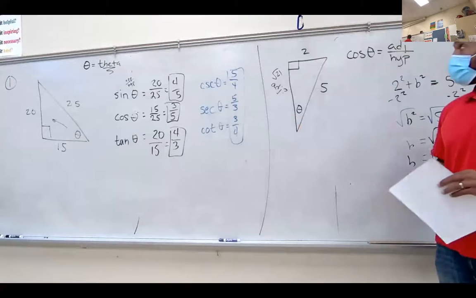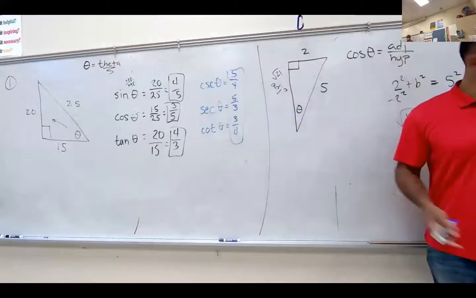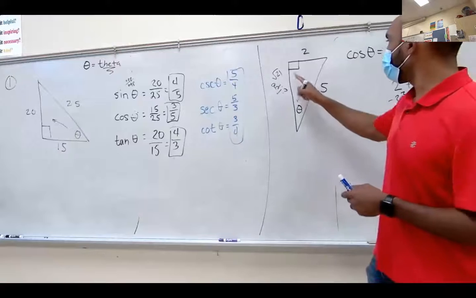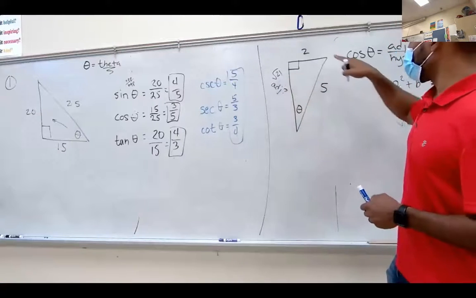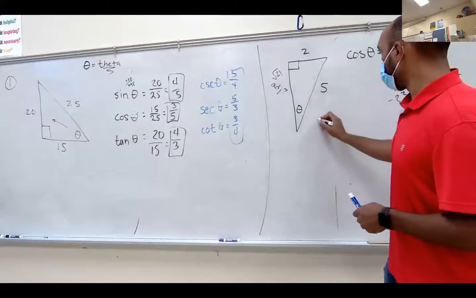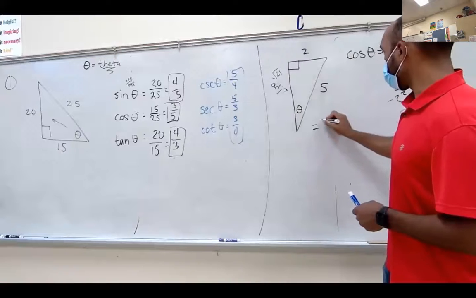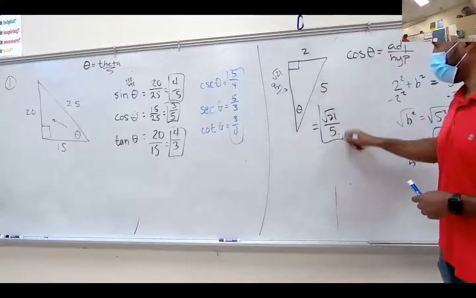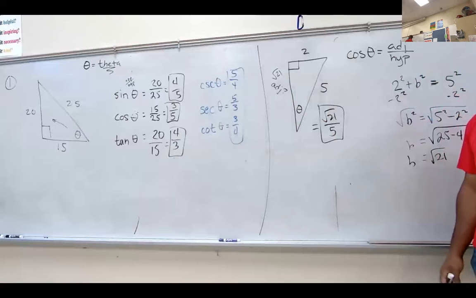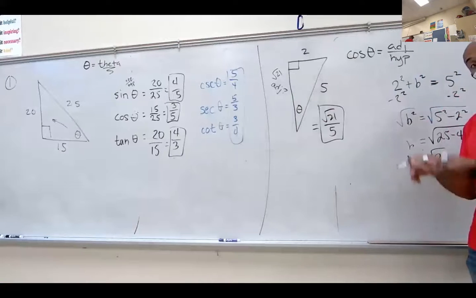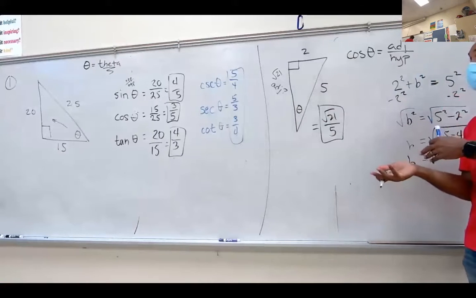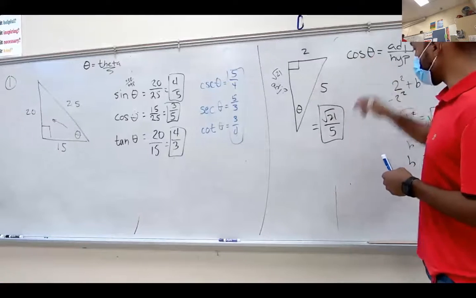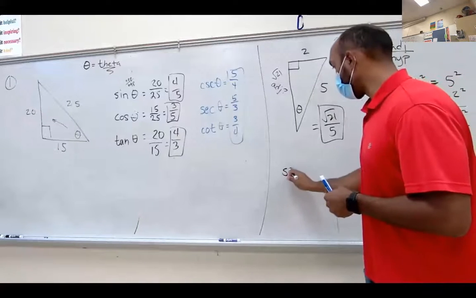Now we have adjacent and the opposite. So now adjacent over hypotenuse. The answer is going to be square root of 21 over 5. Now let's do the cousin of cosine. Same problem, but now, instead of just doing cosine, we're also going to do the secant.